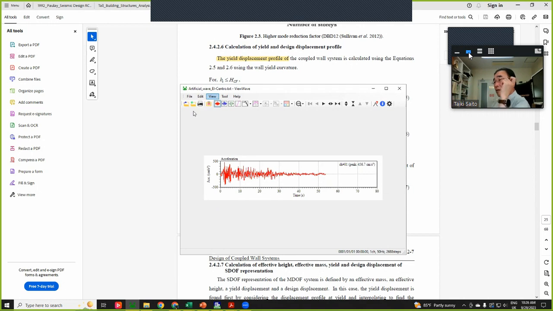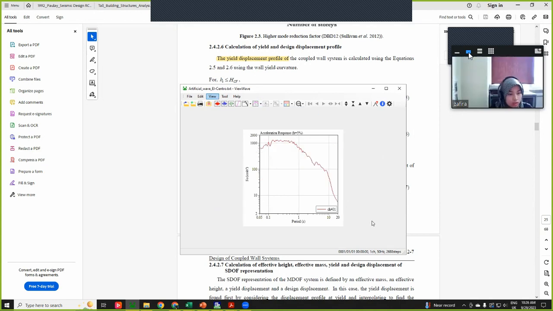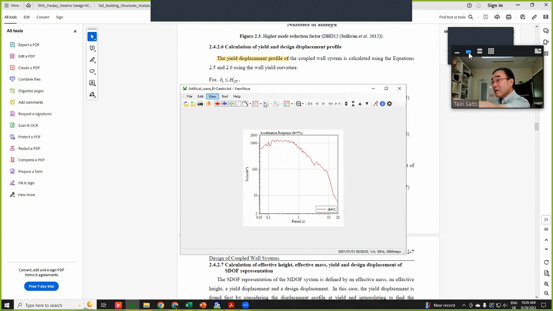And could you check response spectrum? Response spectrum. Yeah, this one. Velocity. Acceleration is okay. Acceleration. Okay. Could you change axis to be not log? This is log normal. So could you change to be, first, period. Period. Could you do this one? This one. Yeah, this one.